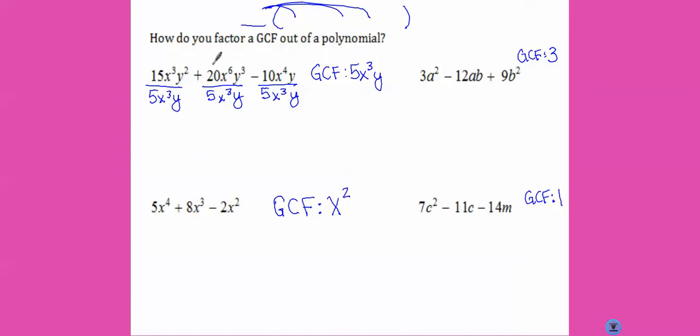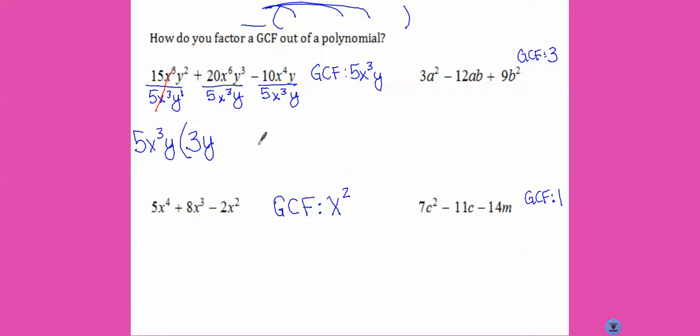The GCF then becomes the number that would be out front if we were distributing. What's left in the parentheses is what we get when we divide. So 15 divided by 5 would be 3. X to the third over x to the third would cancel out. Y squared over y to the first. We had 2 y's. We're taking one of them out, so there would be one left.